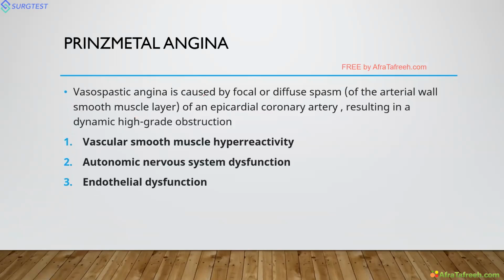Vasospastic angina: the mechanism is in the name itself. It is a focal or diffuse spasm due to hyperreactivity of the vascular smooth muscle. This hyperreactivity is the main mechanism for Prinzmetal angina, and other mechanisms are autonomic nervous system dysfunction and endothelial dysfunction.